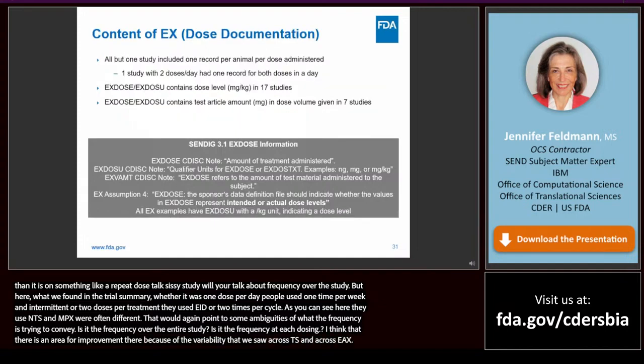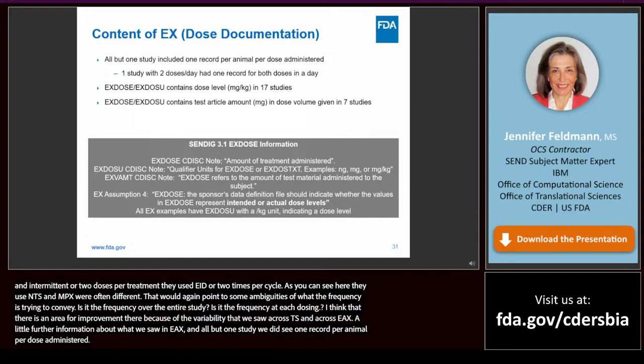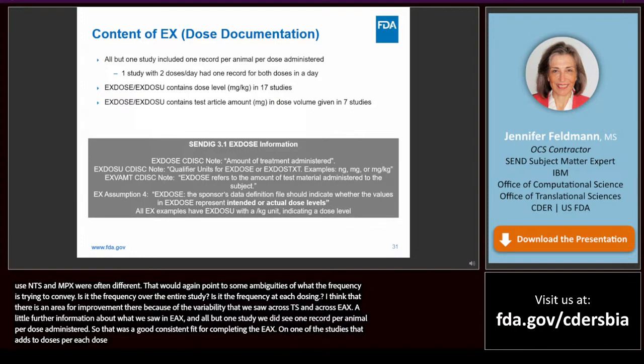A little further information about what we saw in EX. In all but one study, we did see 1 record per animal per dose administered. And so that was a good consistent method for completing EX. On one of the studies that had 2 doses per each dose level, so I think there were 6 hours apart, the sponsor chose to do 1 record for both of the doses in the day.